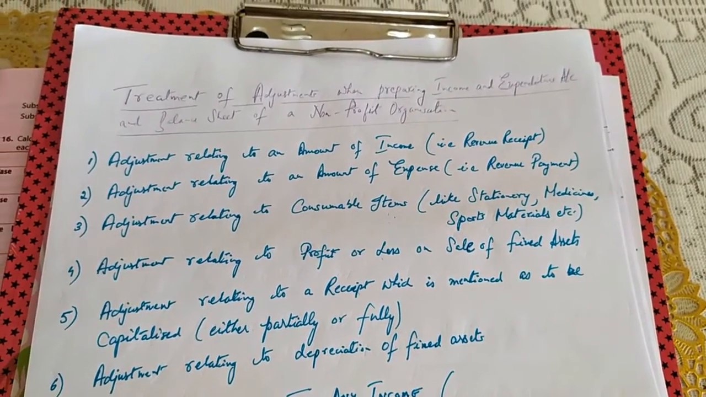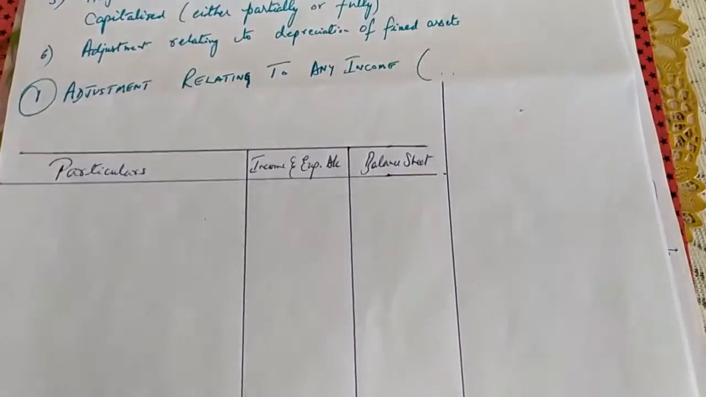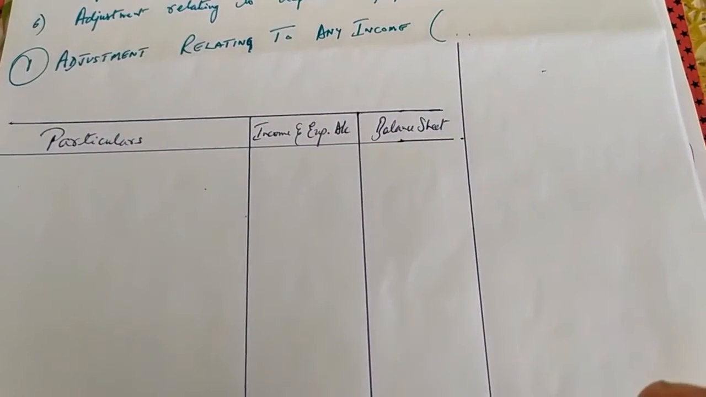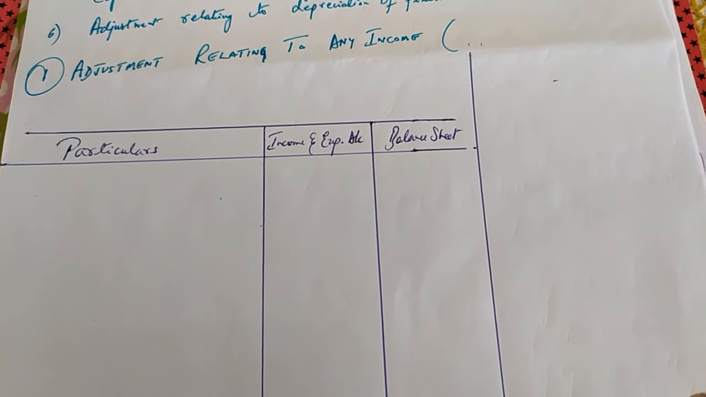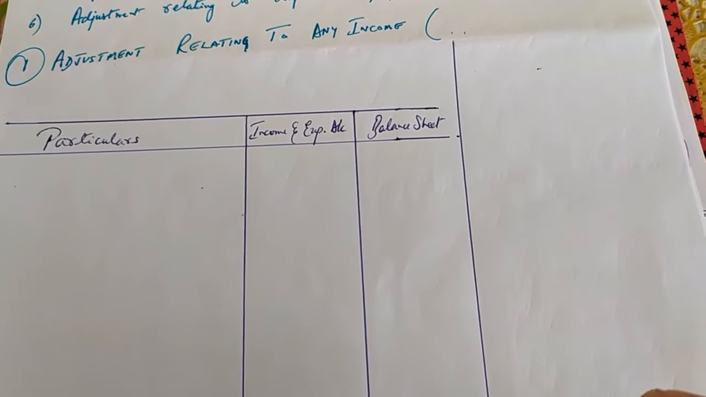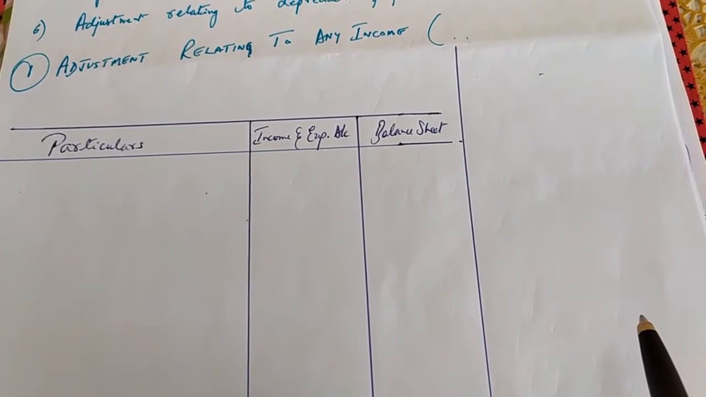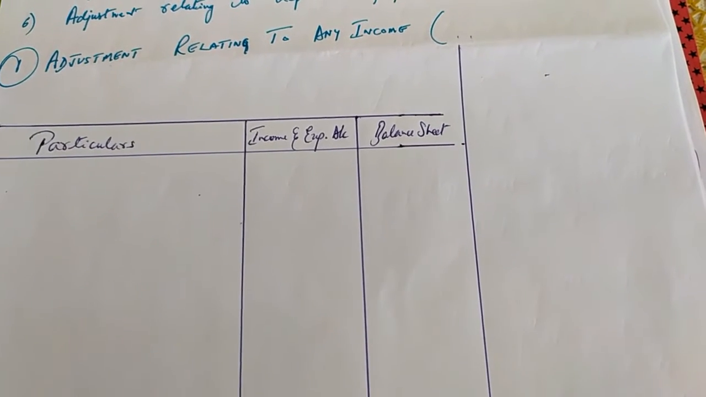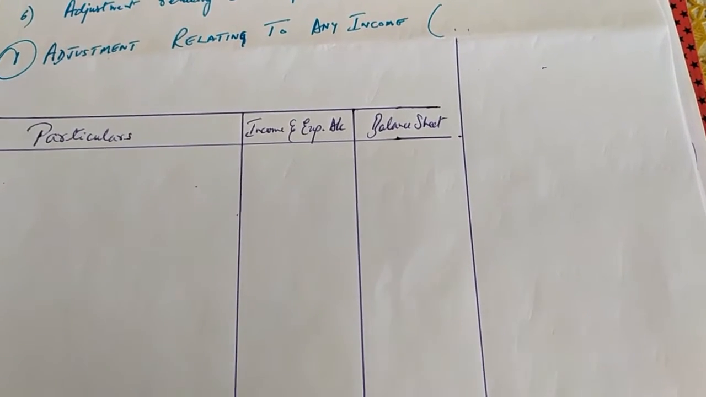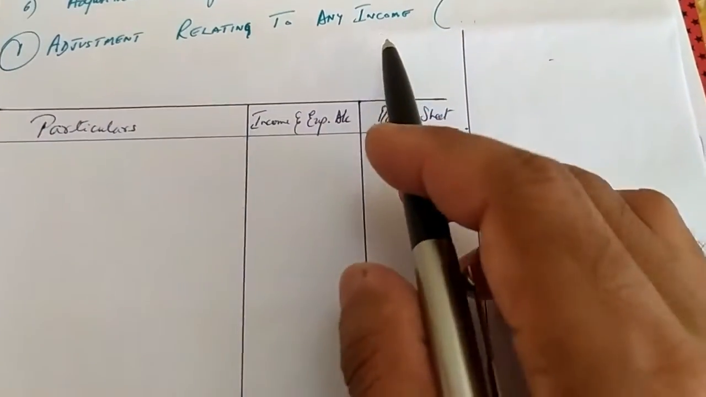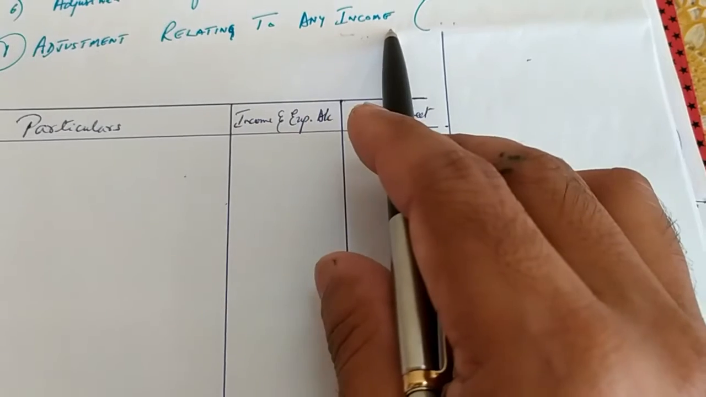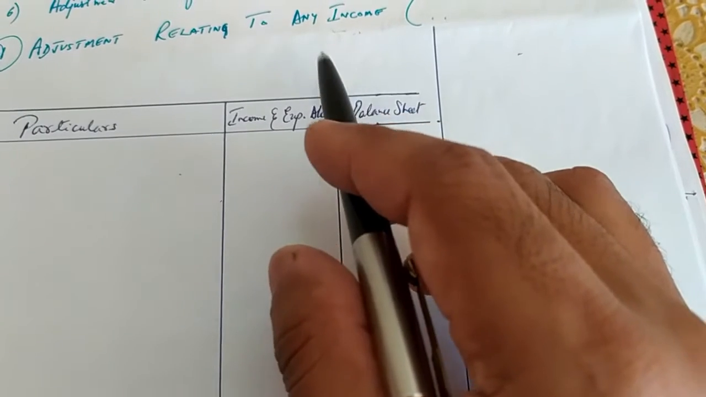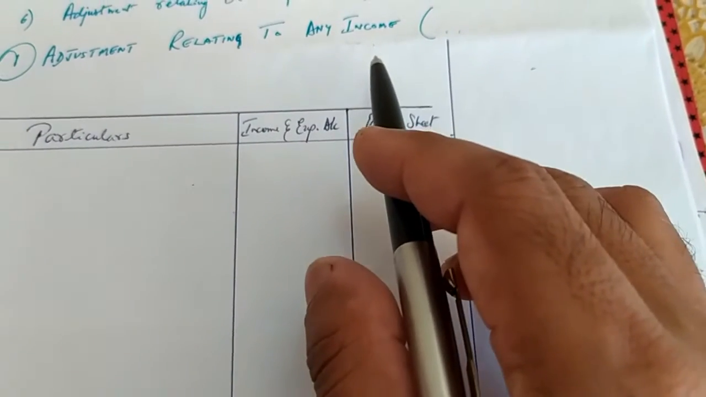I'll begin with the first, that is the adjustment relating to an amount of income. Now last year, when preparing the financial statements of a sole proprietorship, you dealt with adjustments. Those adjustments relating to expense were outstanding and prepaid. Outstanding was relating to expense. But if you talk about income, which we are discussing now, it may be income received in advance or income which is still to be received, that may be called arrears.